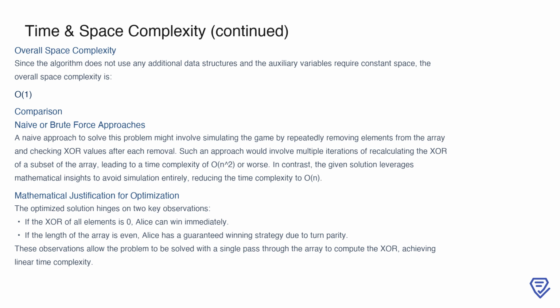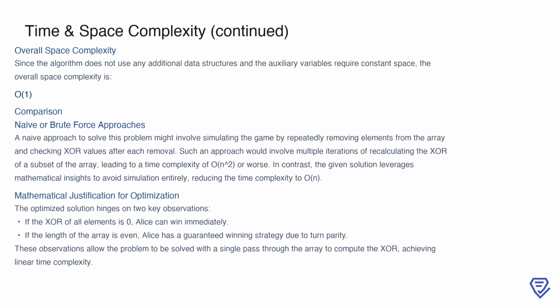Given the lack of additional data structures and the use of only constant space variables, the overall space complexity of the algorithm is O(1). When comparing this approach to a naive or brute force solution, the advantages become clear. A brute force method might involve simulating the game by repeatedly removing elements from the array and recalculating the XOR each time. This would lead to multiple iterations and potentially quadratic time complexity, O(n squared), or worse.